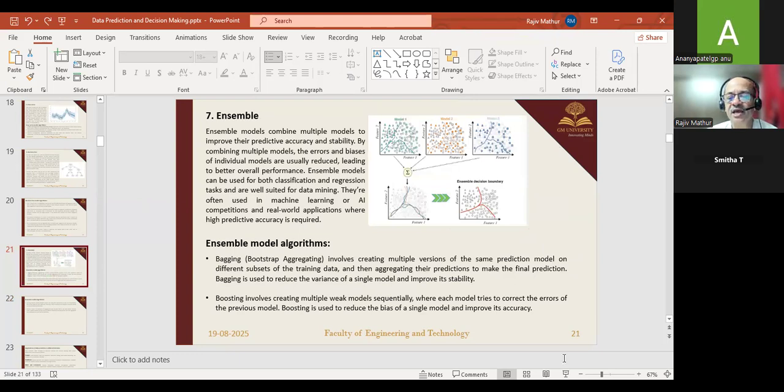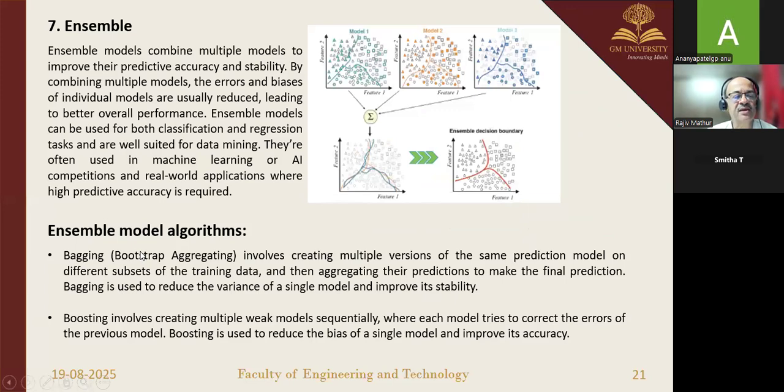Now, in the ensemble types of predictive models, you have these algorithms. One is bagging. Bagging, or bootstrap aggregating, involves creating multiple versions of the same prediction model on different subsets of the training data and then aggregating their predictions to make a final prediction. Bagging is used to reduce the variance of a single model and improve its stability. We have studied this before as well in one of the modules.